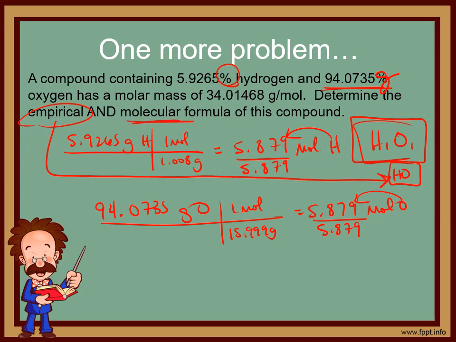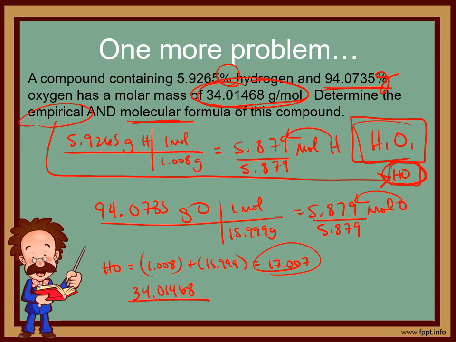How do I do that? I need to find the mass of the empirical formula. HO is going to be 1 hydrogen, 1.008, plus 1 oxygen, 15.999, and that's going to give me a grand total of, calculator says 1.008 plus 15.999, 17.007, 17.007 grams.